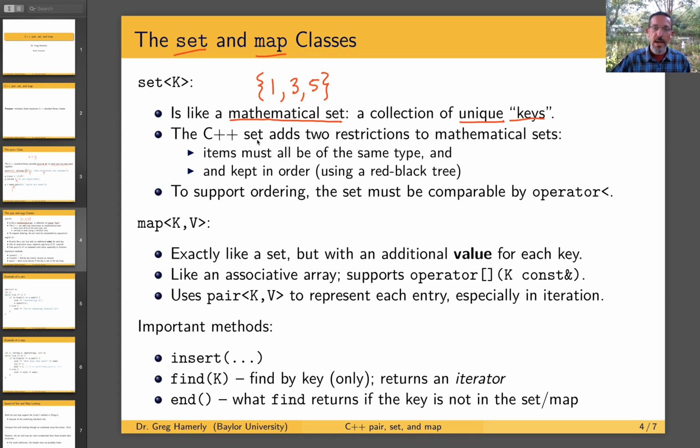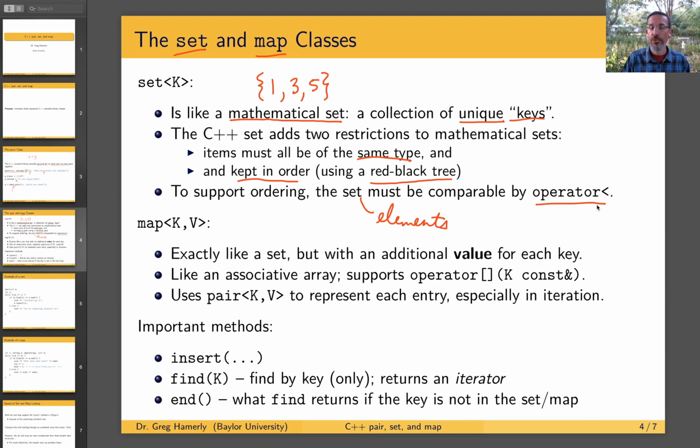The C++ set adds these two restrictions. They must all be the same type. That's what I just said. And in addition, mathematical sets are not kept in order, but STL sets are kept in order. They're kept in order under the hood using what's known as a red-black tree, which is a type of balanced binary search tree. And we'll talk about those later in the semester. Now, in order to keep the elements that it stores in order, the set elements, the k's that we're storing in here, must be comparable by operator less than.